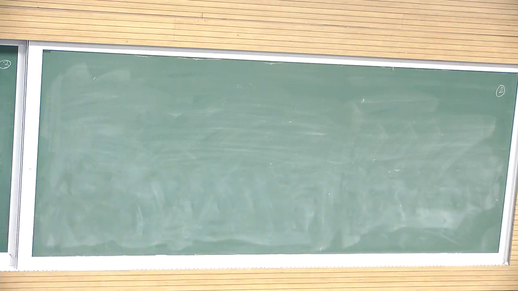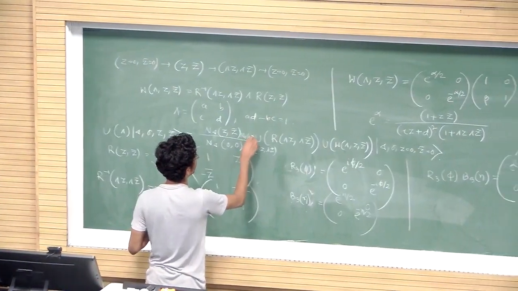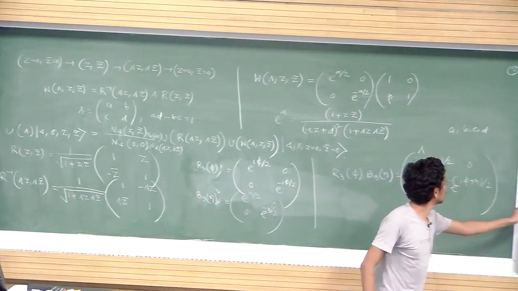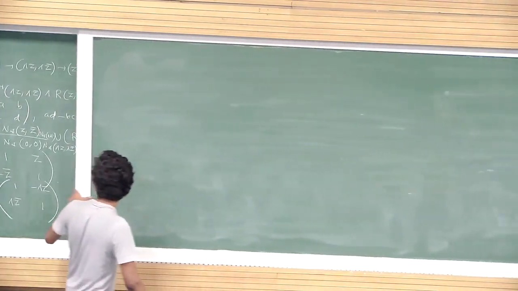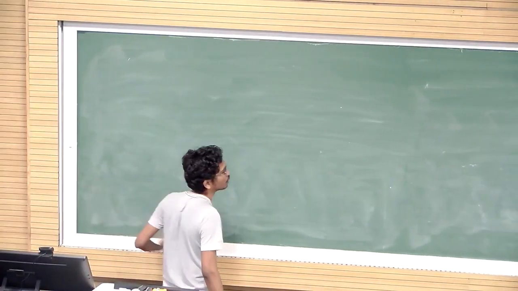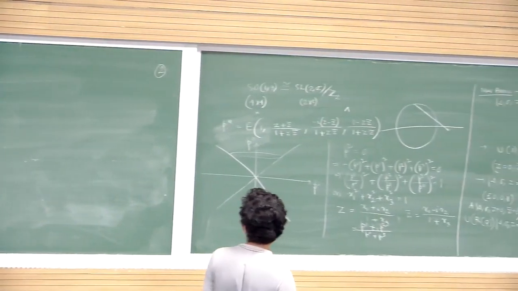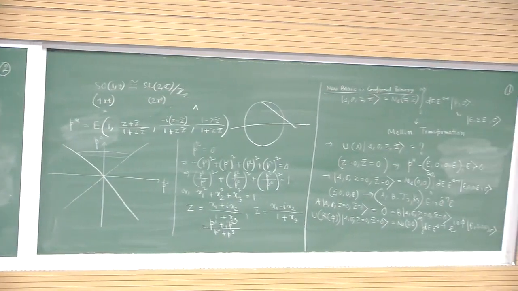I have made a mistake here. There should be a normalization factor, N delta lambda z bar. And then again there will be an N delta 0 0. So these things I think will cancel. You erased it? Oh, I erased it. Okay, fine.